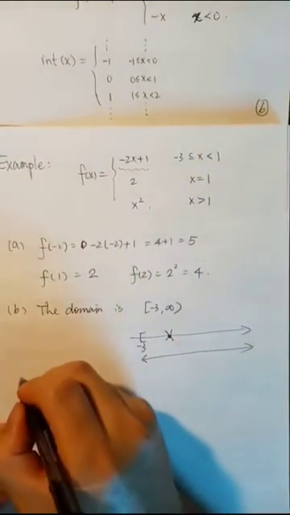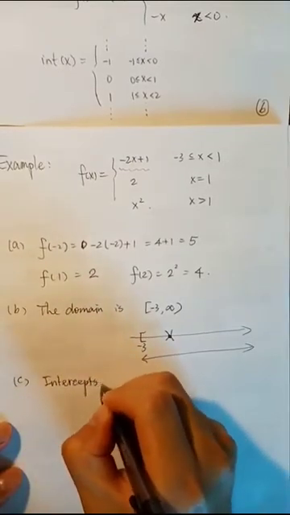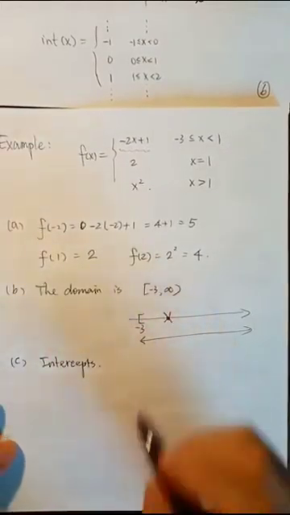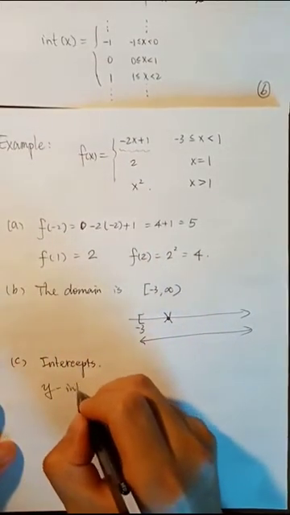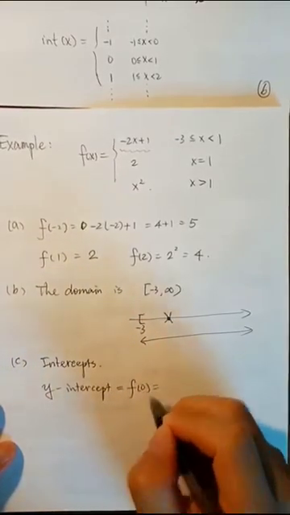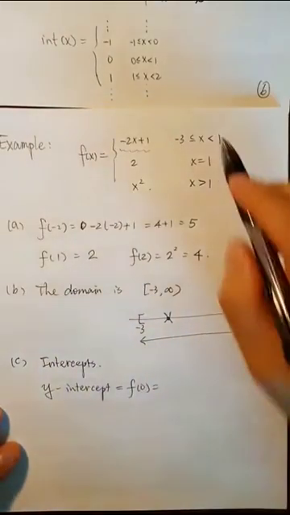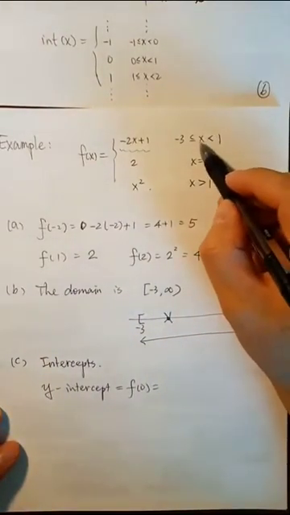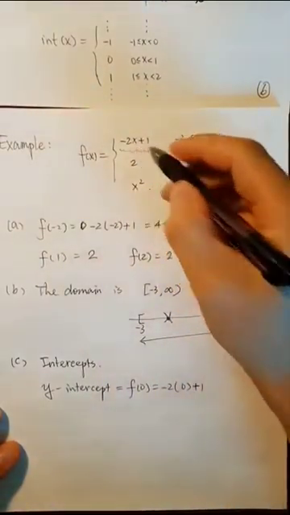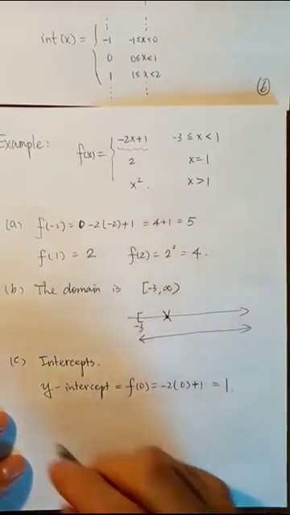Okay, and part C, intercepts. First you check the y-intercept. The y-intercept is f(0), if it is well defined. When x is 0, it's in the first case, so it's negative 2 times 0 plus 1. Using the first formula, it's equal to 1. The y-intercept is 1.